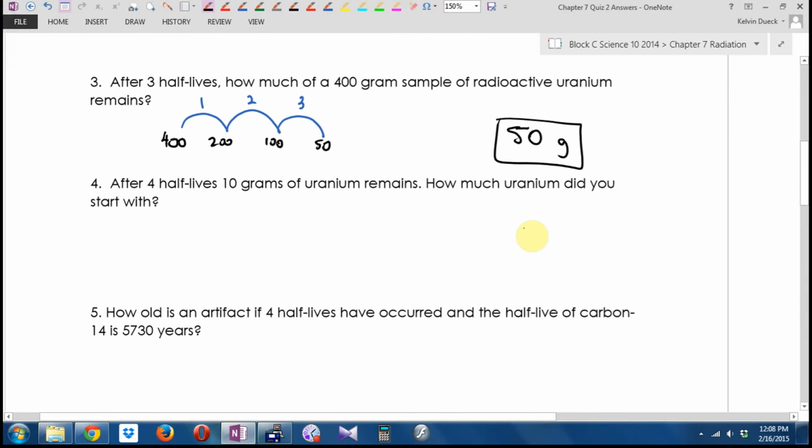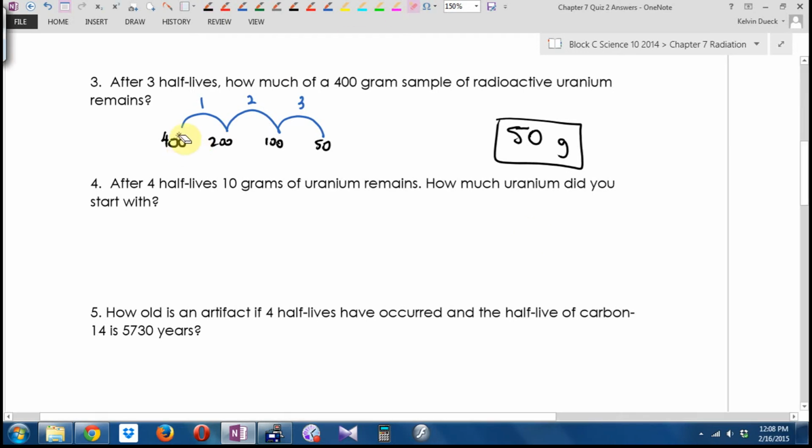Number 4 is number 3 done backwards. In number 3, I told you what we started with. How many half-lives? What did we end with? Here, in number 4, I'm telling you what we ended with. How many half-lives? And I'm asking what we started with. So I'm going to use a similar approach, but it's going to be backwards.